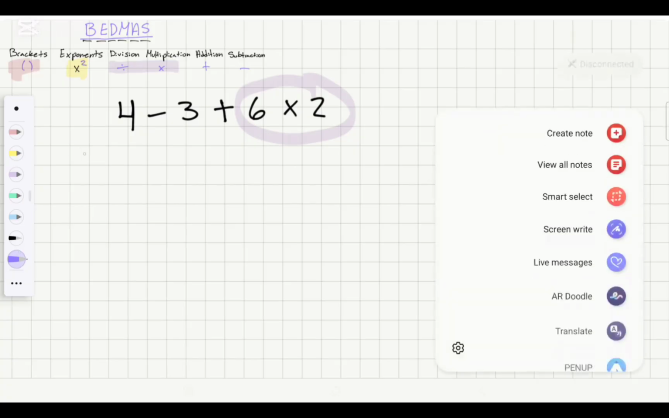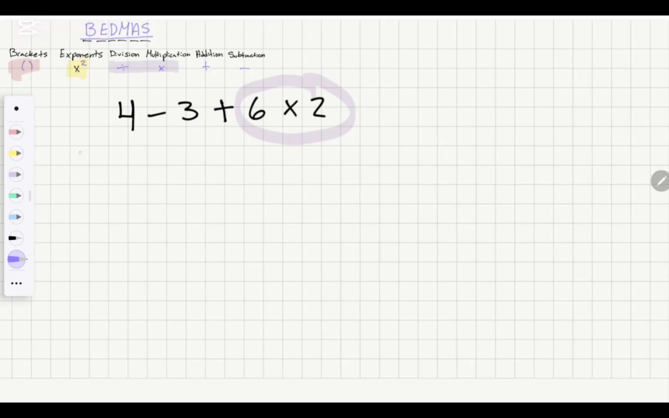So let's do that. Because I'm not working with our 4 minus 3 plus, I'm just gonna bring it down. So I'm gonna write down 4 minus 3 plus. Now I can solve 6 times 2, which I know is 12.